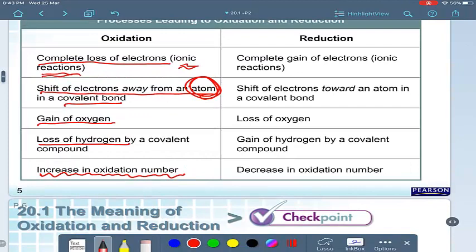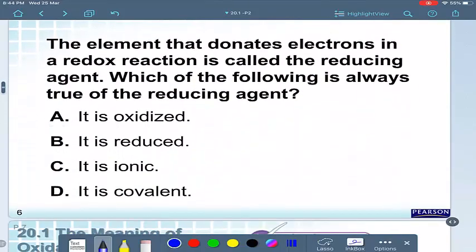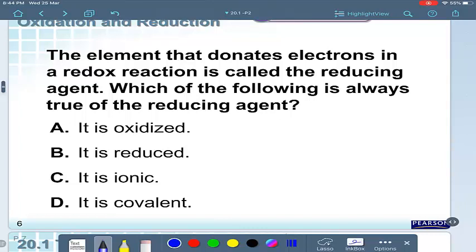So an increase in oxidation number means oxidation. The opposite for reduction: if it has a complete gain of electrons, it's reduction. If it shifts the electron toward an atom, it's a reduction. Loss of oxygen is a reduction, or gaining hydrogen is a reduction, and also a decrease in the oxidation number is a reduction. We have different meanings of reduction as well. You can use any of them.